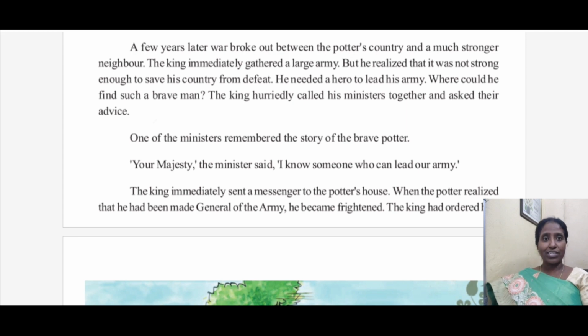One of his ministers remembered the story of the brave potter. Your Majesty, the minister said, I know someone who can lead our army. Now look, the potter's kingdom was in danger. A strong army came to attack him. So the king wanted someone to defend his army. One of the ministers said that he knew the story of the brave potter who captured the tiger.